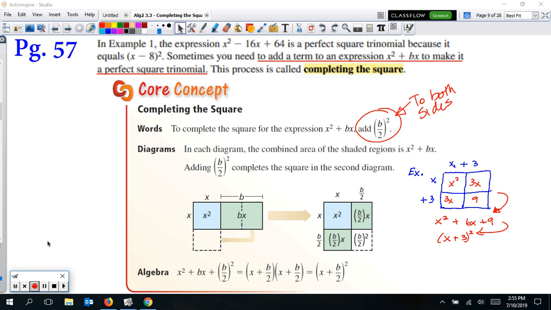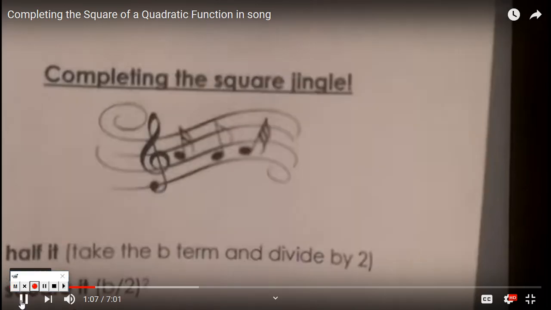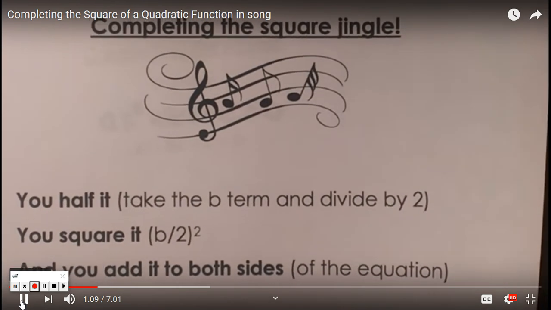Okay, so I found a little jingle that might help you remember to do this little step here of b over 2 squared, of completing the square, to remember how to complete the square when you're solving an equation. So here I want to share this with you. So this is how the song goes.